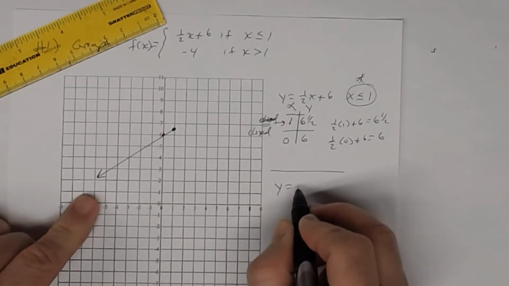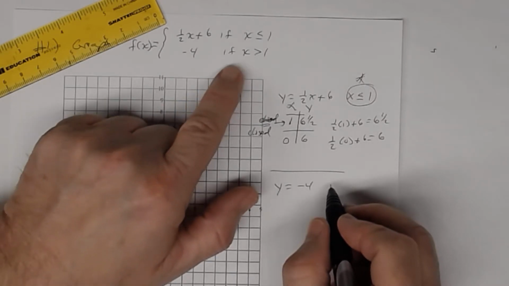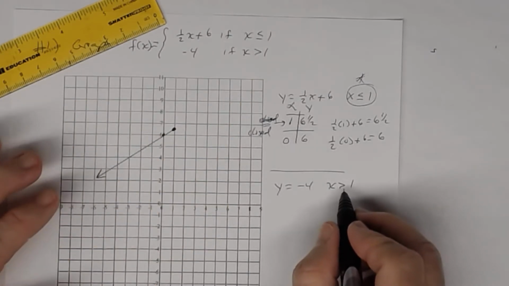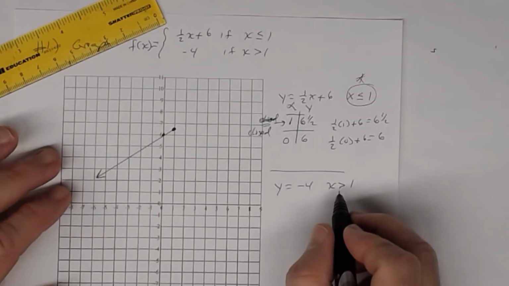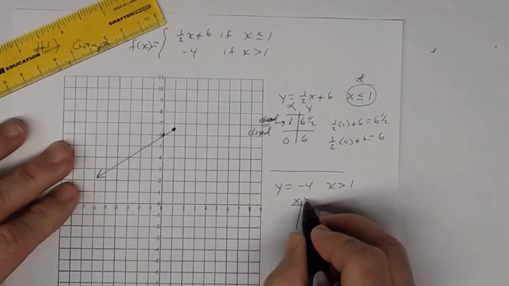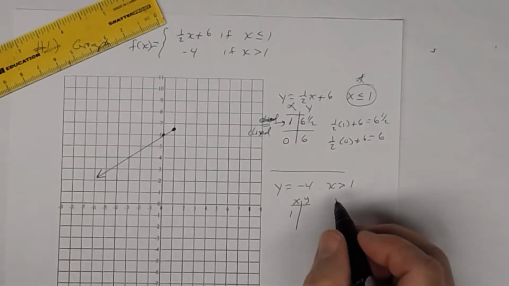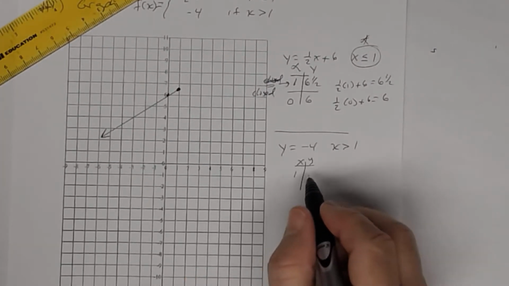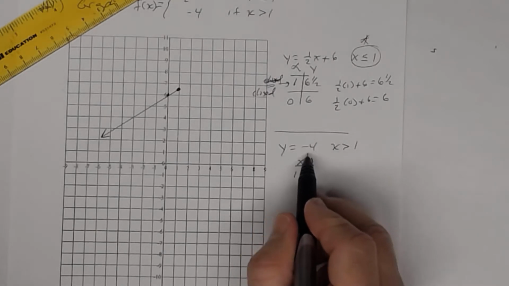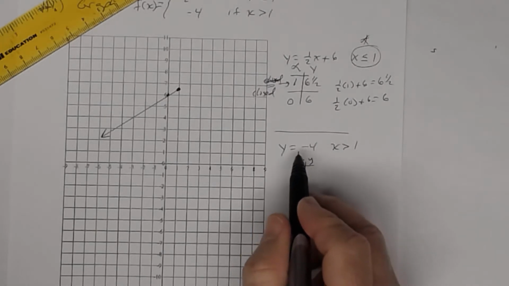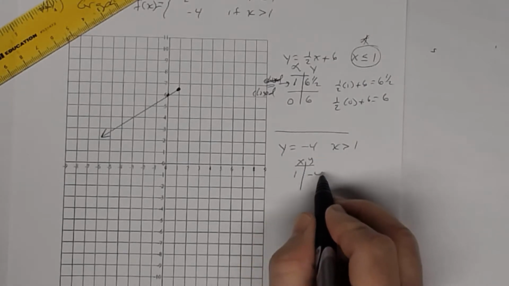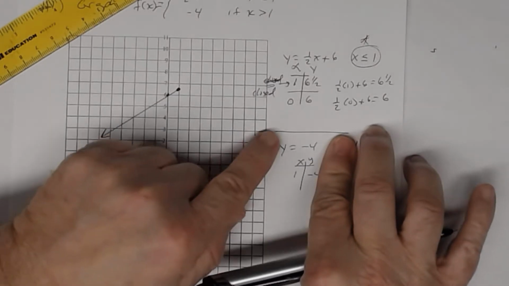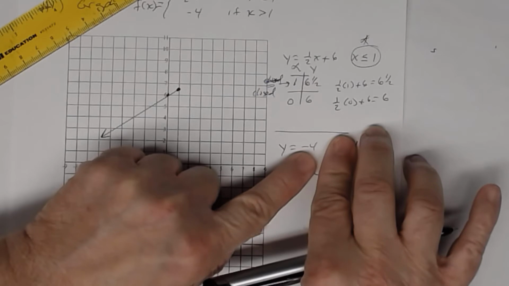So now we have y equals -4, and my restriction is that x must be greater than 1. Even though you don't see an equal sign, you must use that number. If you don't, you're probably going to make an error with the graph. All right, now remember, this says that y always equals -4, right? So if x is 1, what does y equal? -4.